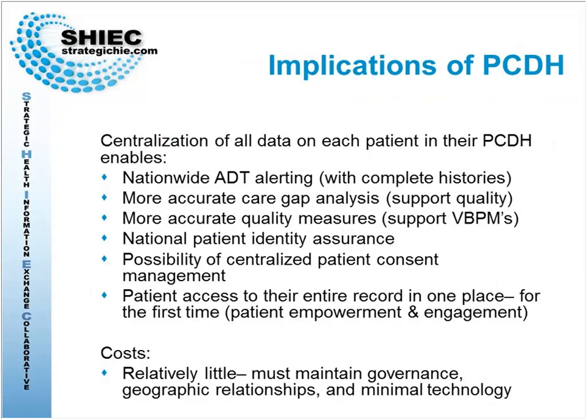Care gap analysis and quality measures, I already mentioned, can be more effective. National patient identity assurance: you may know we don't, of course, have much progress on getting a nationwide patient identifier, but in the patient-centered data home model, we are resolving identity in each other's communities so that we have a shared common identifier on the patient already without needing to make it a single nationwide identifier.